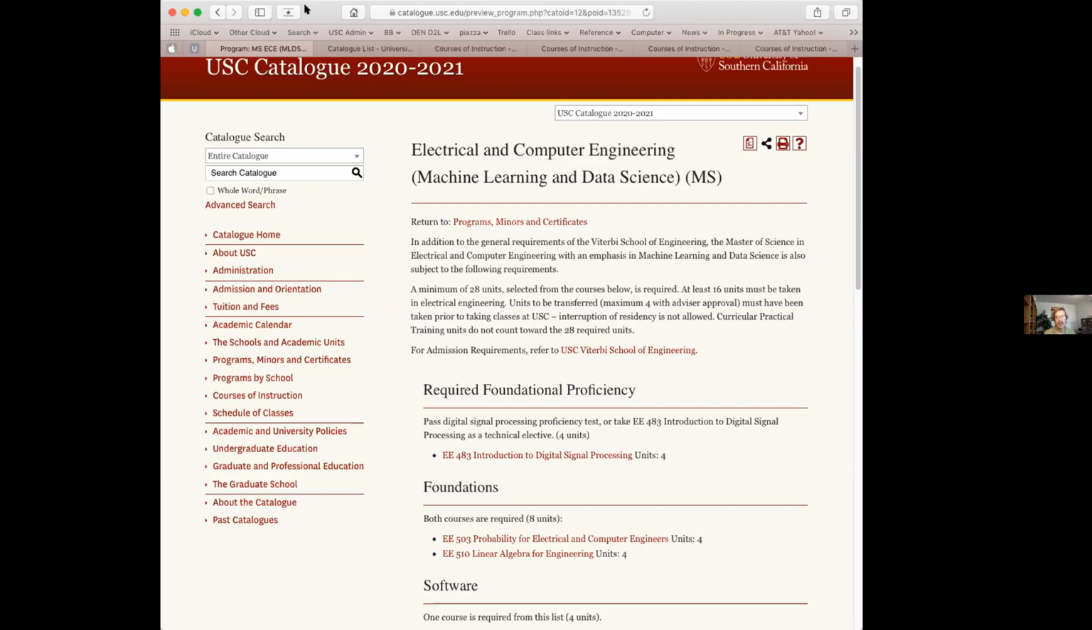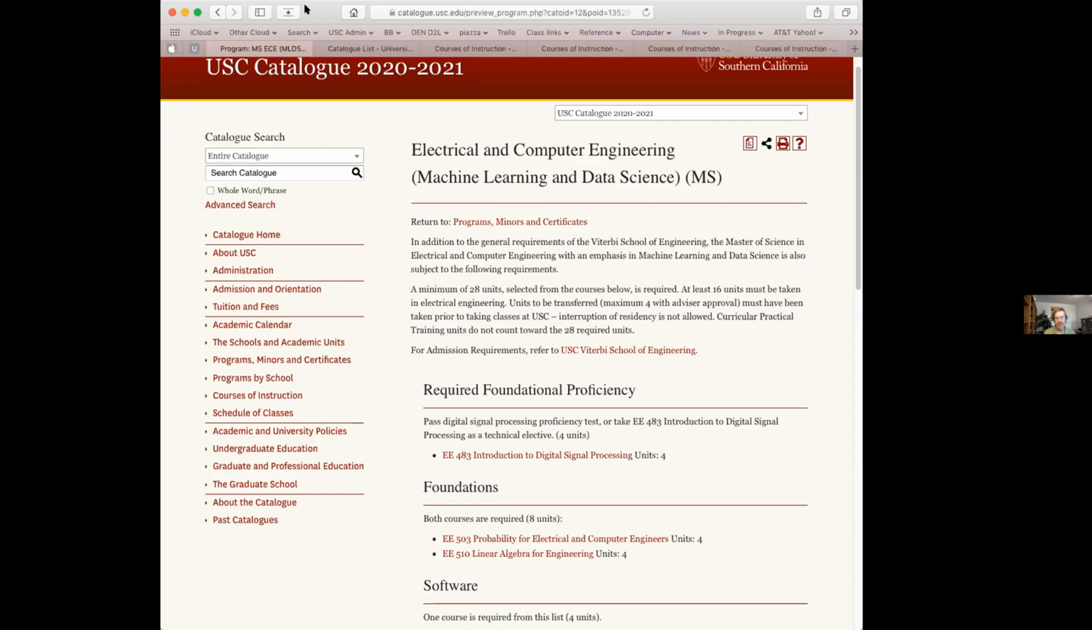Okay, then foundations. This is what was mentioned on the previous slide, 503 probability and 510 linear algebra. And these are 500 level classes, so they're likely more material and perhaps deeper than you got as an undergraduate, which is why you're required to take them here rather than having the option of testing out of them.